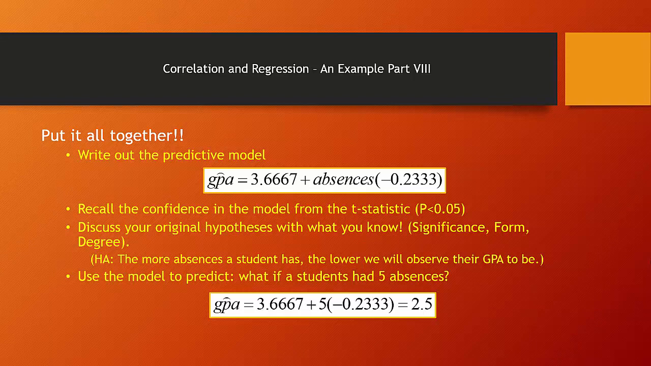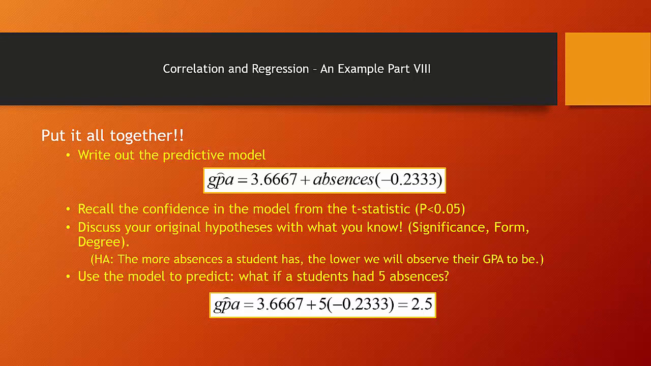All right, so we can write out the predictive model now as being grade point average equaling 3.667. Remember that was our intercept, right? The value of y when x equals 0, plus absences, the number of absences, that's our vector of x's, times the slope. And we can recall our confidence, and we can now go back and think about our hypotheses.